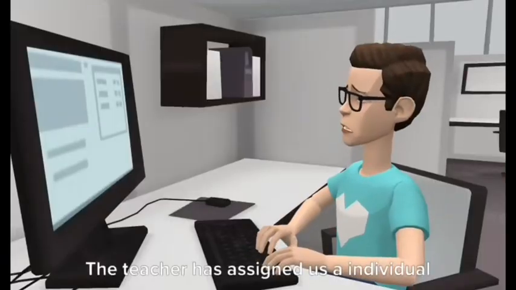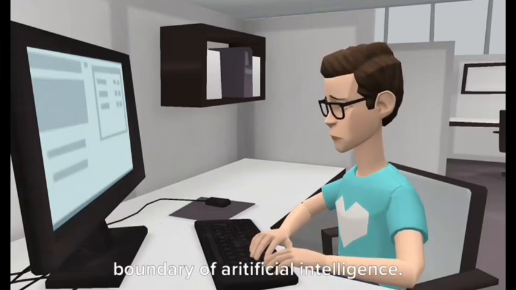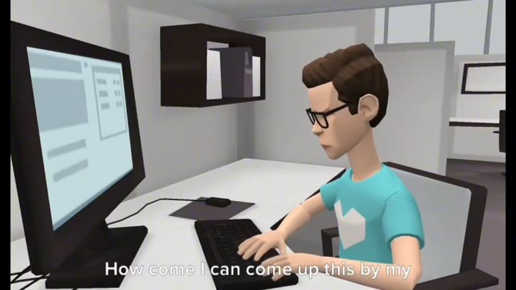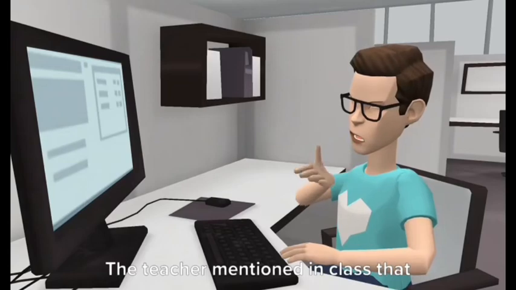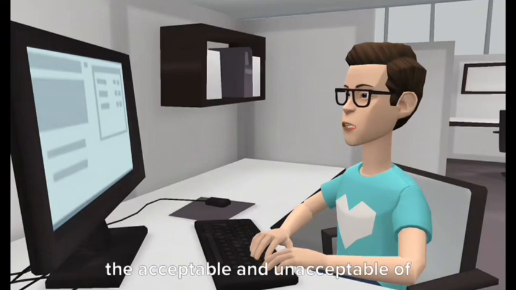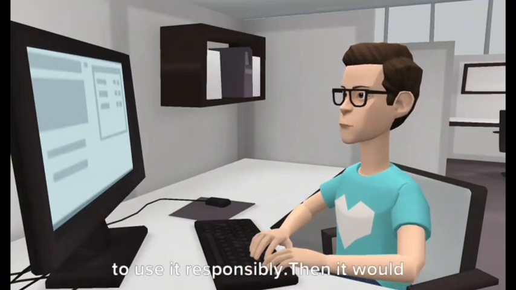The teacher has assigned us individual work of an essay about the proper boundary of artificial intelligence, in more than 150 words. How can I come up with this on my own? The teacher mentioned in class that it is important for us to differentiate the acceptable and unacceptable uses of artificial intelligence. So maybe I'll firstly explain how to use it responsibly.